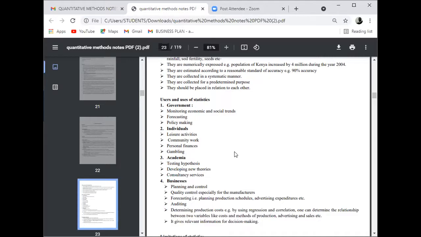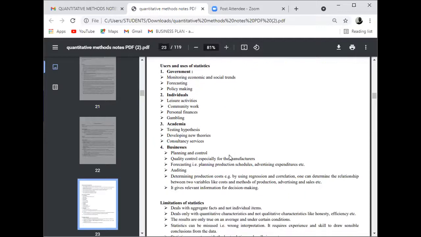For personal finances, you need statistics so that you can do the budgeting. For academics, we normally use statistics in our research and all that. For businesses, it is widely used. That's why it is known as business statistics, for planning and control, forecasting and planning, determining the production cost, all those.